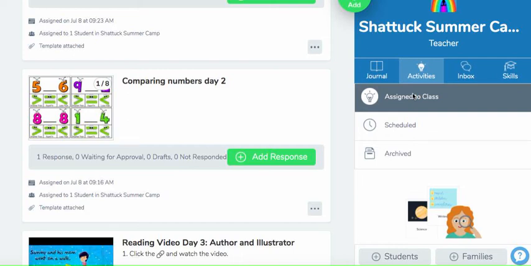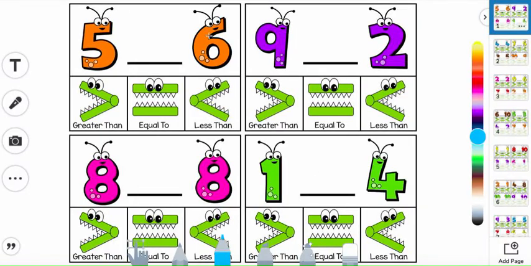Today we are going to be working in Seesaw on comparing numbers. So the first thing you do is you click Add Response. Once you've clicked Add Response, it will open up the template. As we look at this template, we see we have two numbers, and then we have the greater than alligator, the equal to alligator, and the less than alligator.